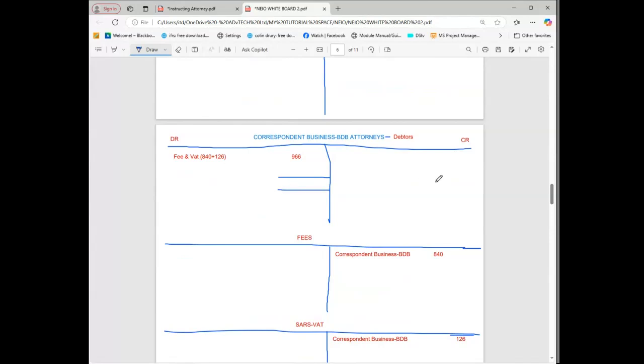So this is what we're going to do. Which side is the biggest? Obviously this one, the debit side. And then I'm going to write it like this, 966.